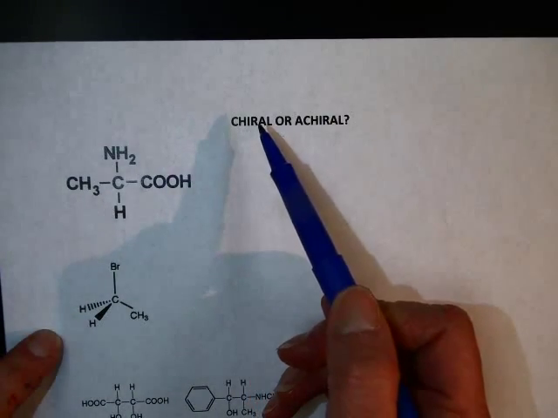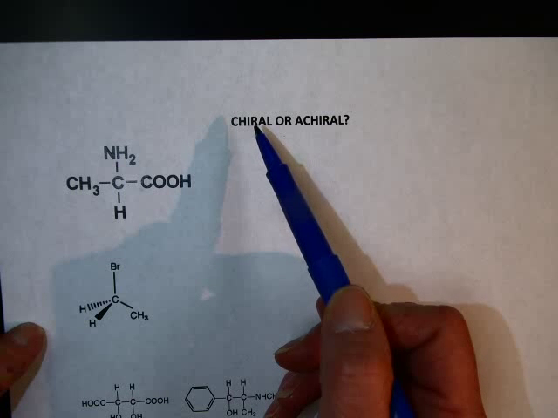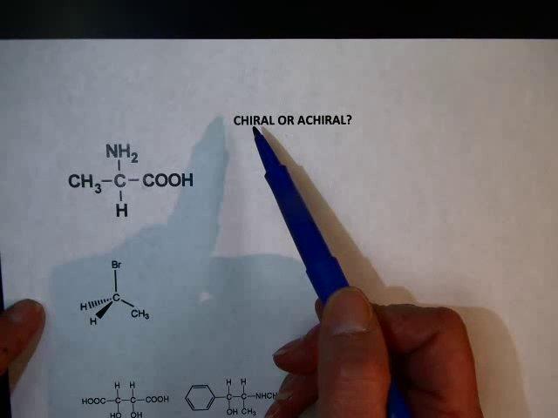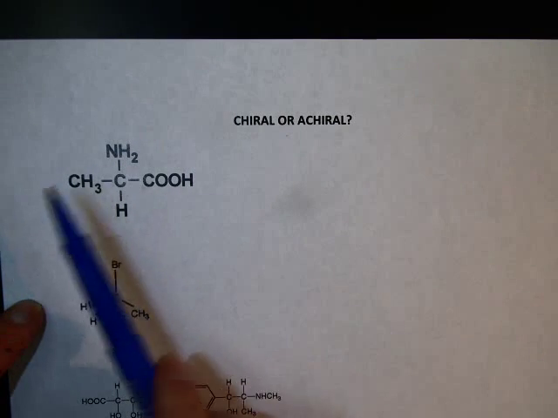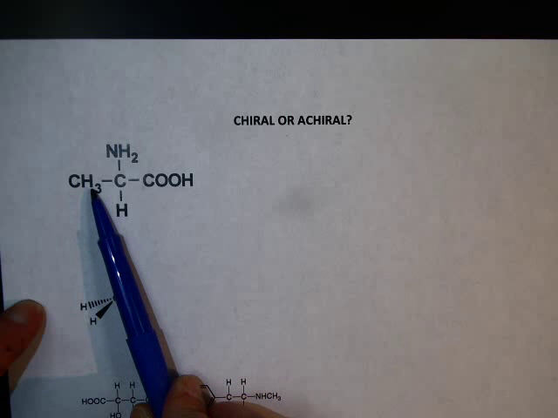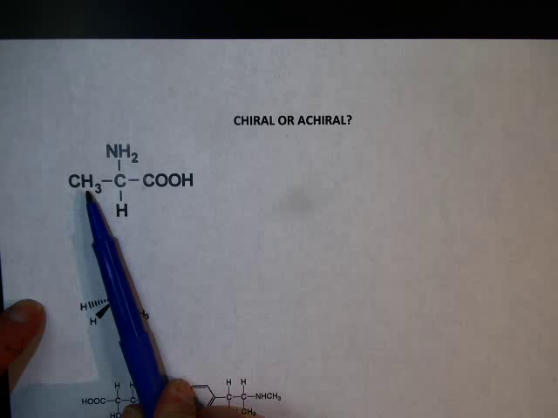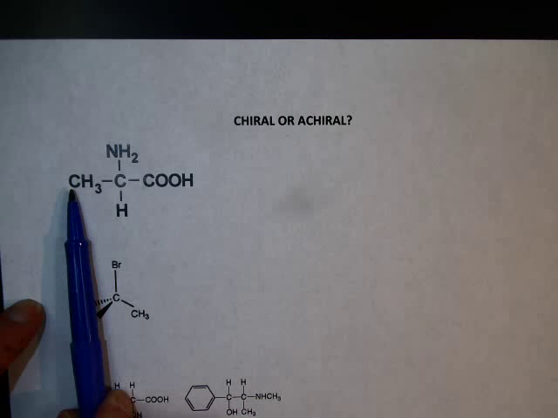Chiral means that there's at least one carbon where all 4 bonds go to 4 totally different groups. I'll show you an example of a carbon that's not chiral. This one right here. This carbon, I can see right away that 3 of its bonds all go to hydrogen. Those are not different from each other. H is the same as H is the same as H. So this carbon right here is not chiral.